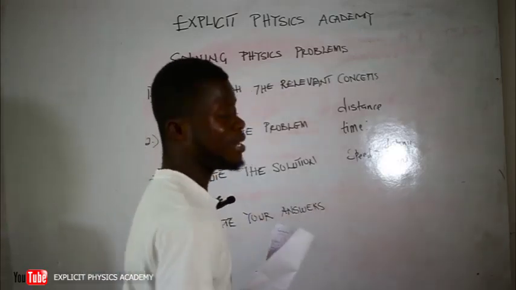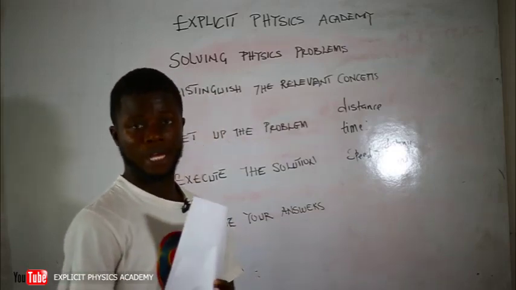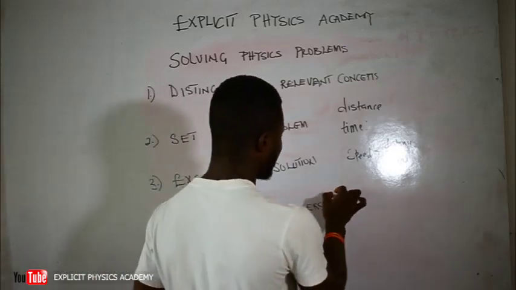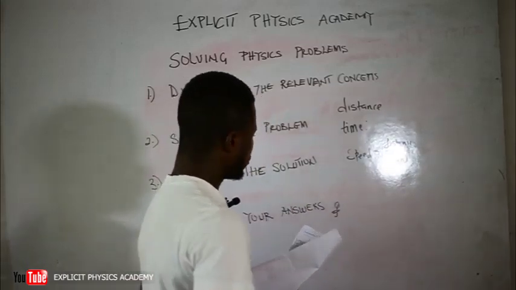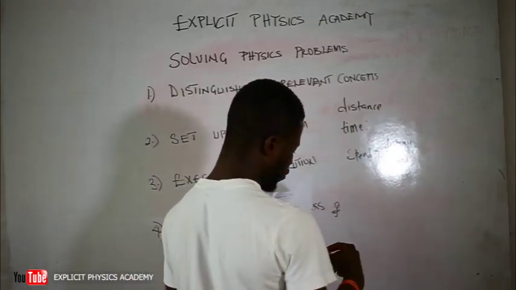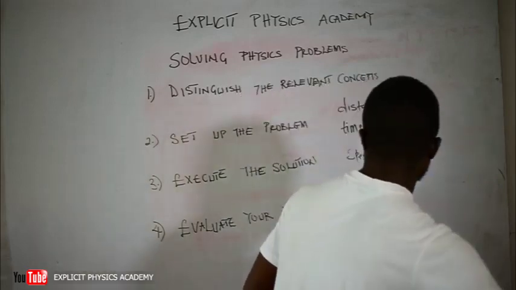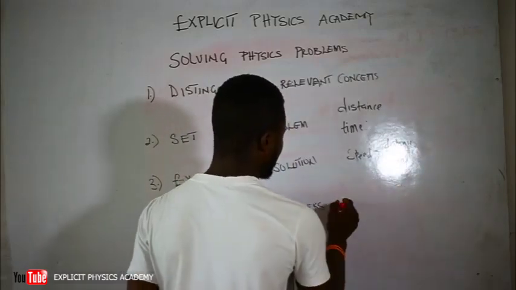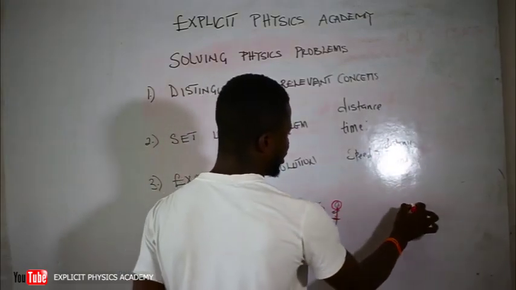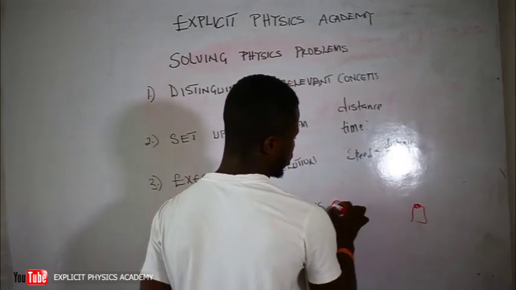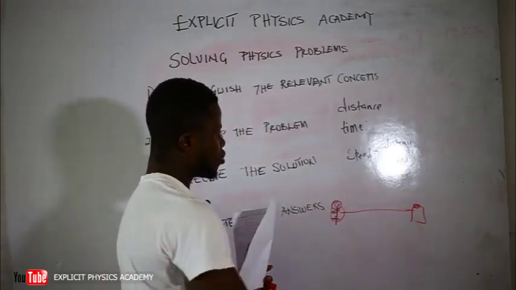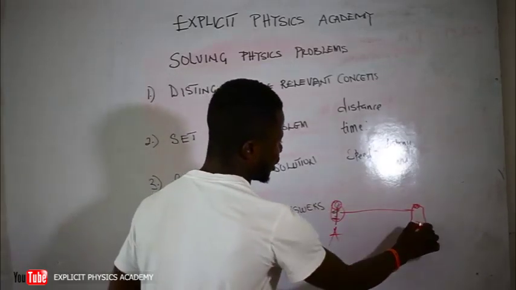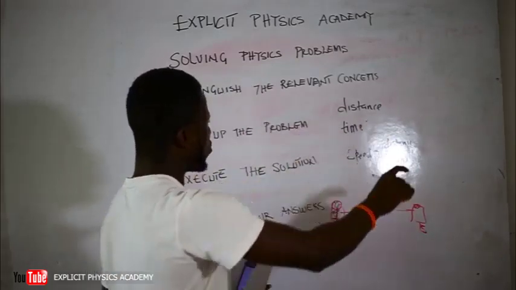For instance, let's say a car moves from town A to town B. Okay, I can say this is my town A, to town B, this is town B. Forgive me, let me change the marker. This is town A, and this is town B. Okay, I've sketched out the problem. I can label it town A and town B. I'm trying to set up the problem.